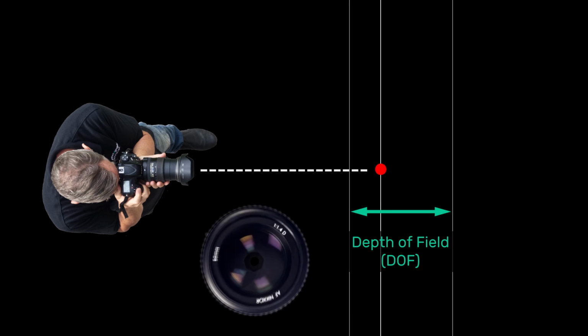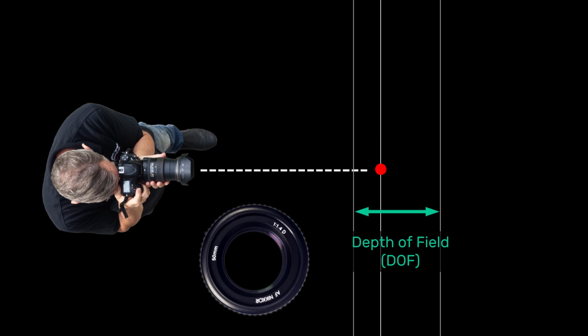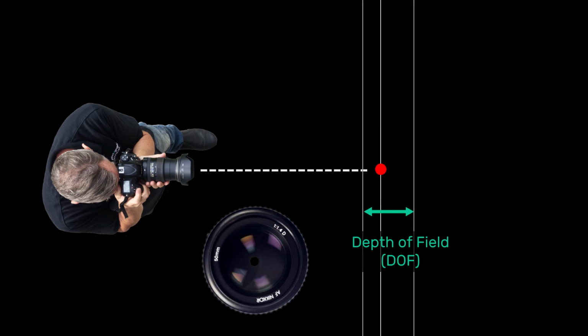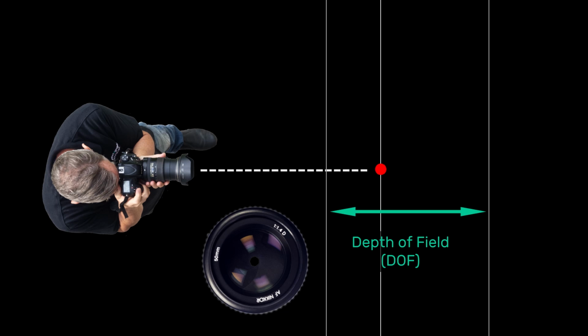Your aperture setting is one aspect that controls depth of field. The wider your aperture, the lower your f-stop number, the shallower your depth of field will be. Using narrower aperture settings, higher f-stop numbers, will mean you have a deeper depth of field and more of your photo will be in focus.